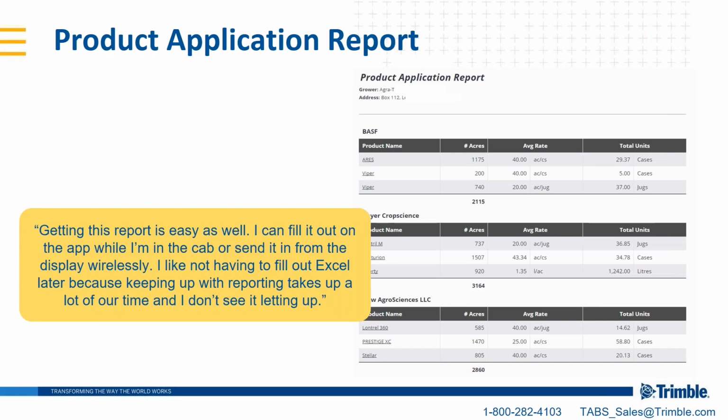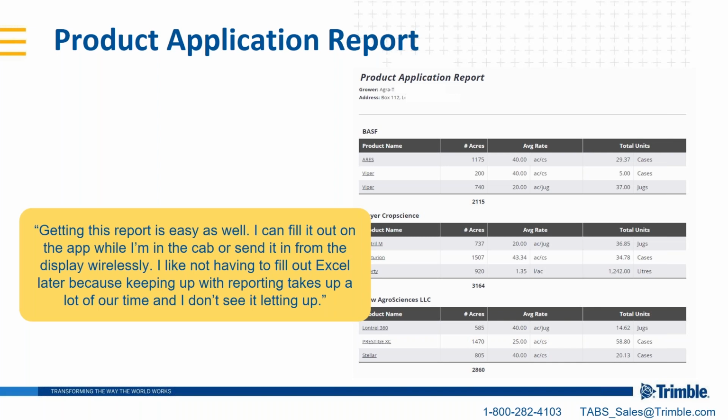In this case, we have a product application report, and it's organized. We have about 3 or 4 different product application report templates, and this one is organized by manufacturer, so BASF, Bayer Crop Science, and Dow AgroSciences, and then by product name, and then the acres to which it was applied, the average rate, and the total units. In this case, the grower said getting this report is easy as well. I can fill it out on the app while I'm in the cab, or send it in from the display wirelessly. I like not having to fill out Excel later because keeping up with reporting takes up a lot of our time.